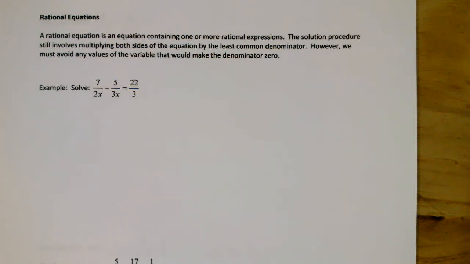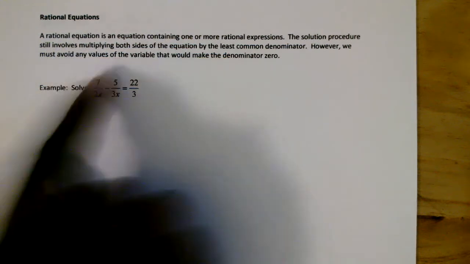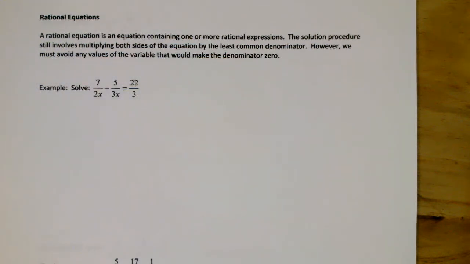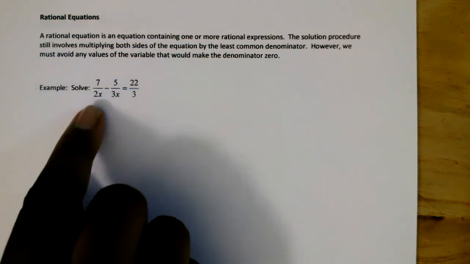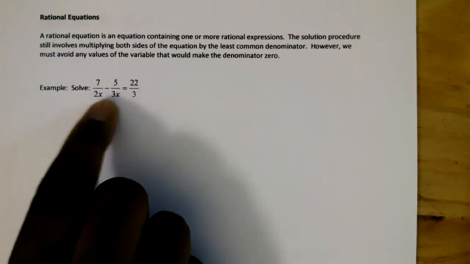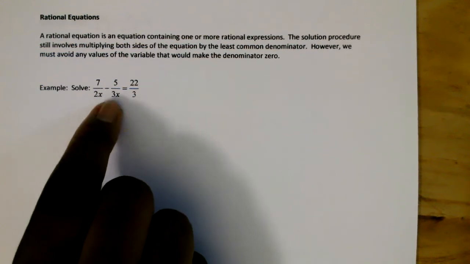However, this is going to be very important. We must avoid any values of the variable that will make the denominator 0. We have to avoid any values of x that would give us a 0 in the denominator. Like in this example, here we got 7 over 2x minus 5 over 3x equals 22 over 3. Notice we got a variable here and here in the denominator.